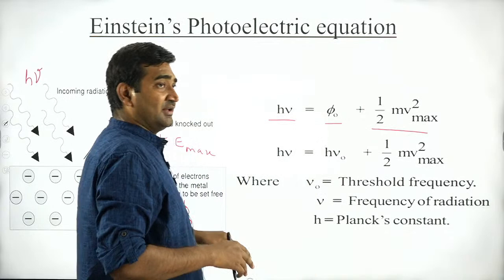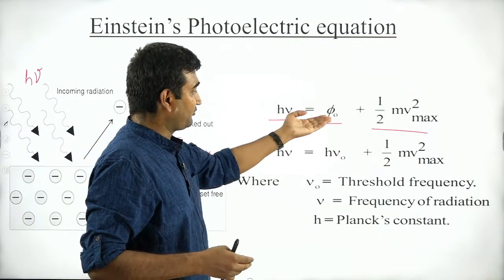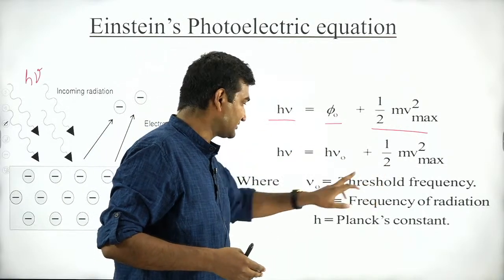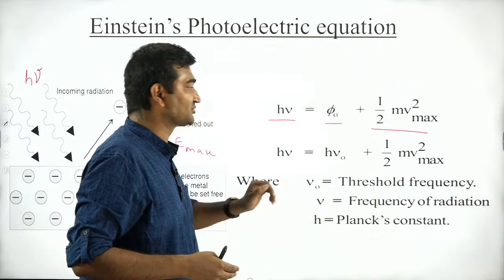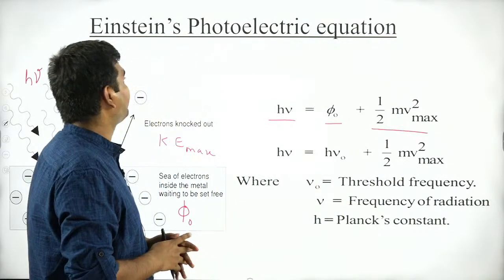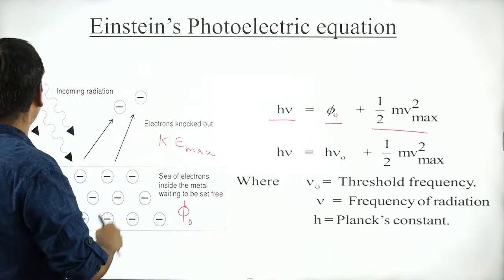Then phi naught we can represent as h nu naught. Here nu naught is the threshold frequency, nu is the frequency of the radiation, and h is called the Planck's constant. This equation is called the Einstein photoelectric equation. It is very important, you have to solve many questions by this formula.